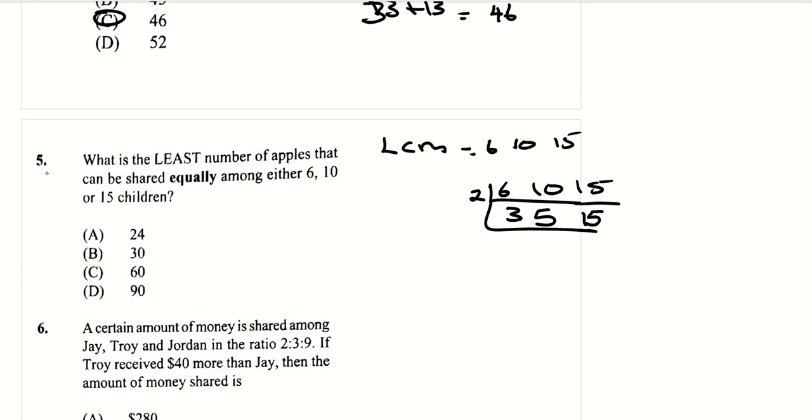Then you ask yourself, could 2 go into any of these numbers? No. What is the next prime number after 2? 3. Could 3 go into any of these numbers? Yes. 3 into 3, 1. 3 into 5 cannot. 3 into 15, 5. Could 3 go into any of these numbers again? No. The next prime number is 5. Could 5 go into any of these numbers? Yes. So it'll be 1, 1, and 1. Now that you have gotten 1, 1, 1 at the end, you find your LCM by multiplying these numbers. So 2 3s are 6, 6 5s are 30. So we know that my LCM would be B, 30.